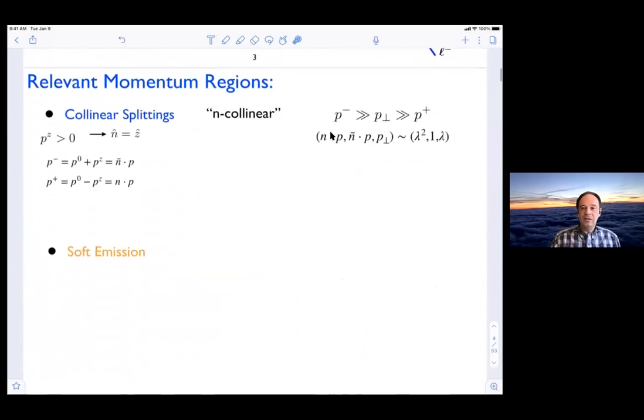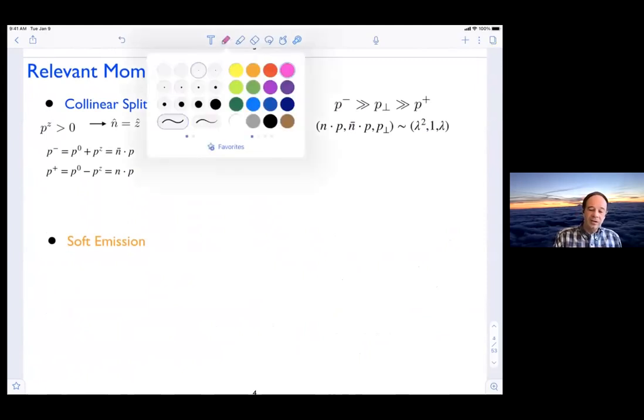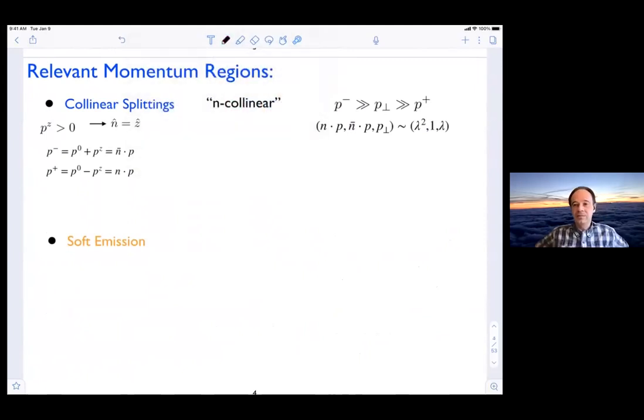So the first thing that we want to do is split the physics into different momentum regions. I'm just going to go through this a little bit slowly, just to make sure that I don't go too quickly right at the beginning. So what are collinear splittings? The idea is that you have some hard process. It has produced a very energetic particle. Maybe it was a gluon, and it's traveling along with some large momentum.